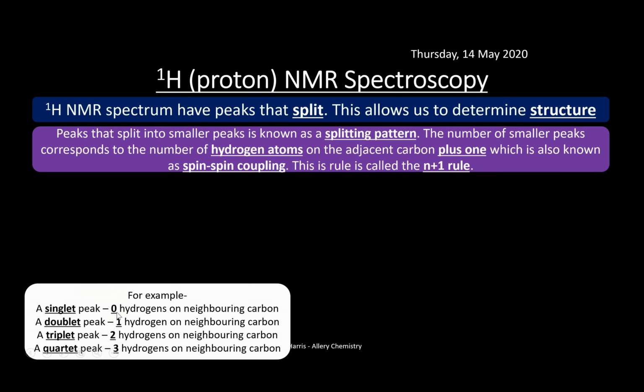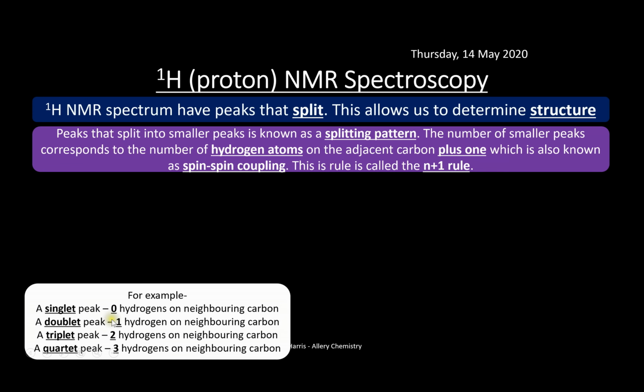Okay, on the neighbouring carbon. So, for example, you know that carboxylic acid that we'd seen, and we had that lone hydrogen directly bonded to the oxygen. That hydrogen would give a singlet peak because it's bonded to an oxygen. It's not bonded to a carbon at all, and so therefore that would be a singlet peak. Okay, so that would definitely be singlet.